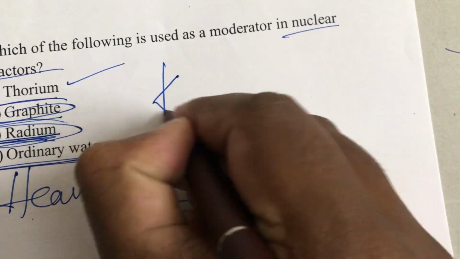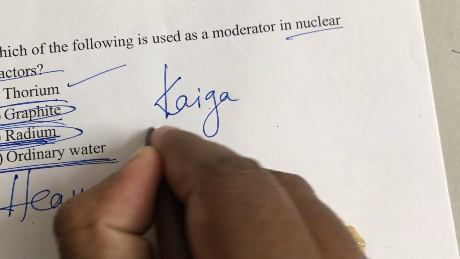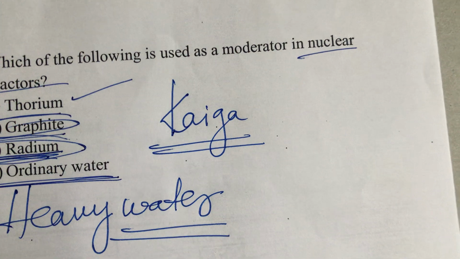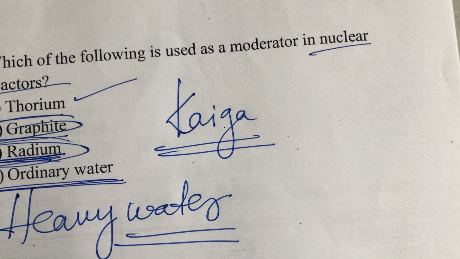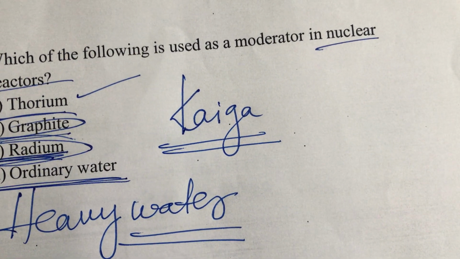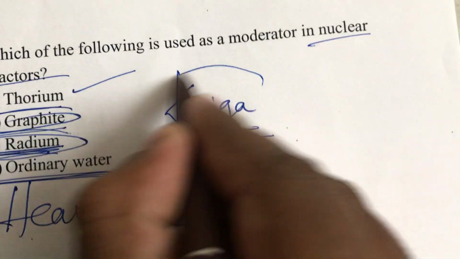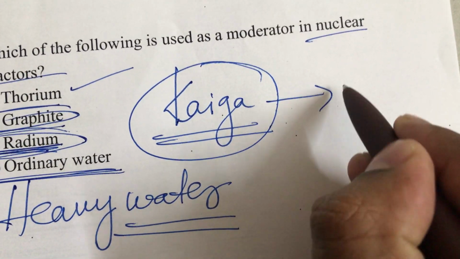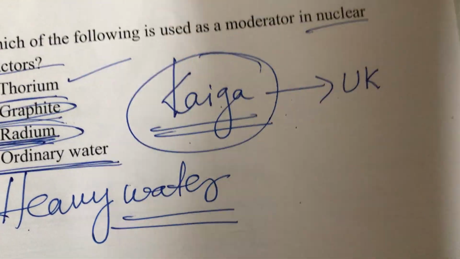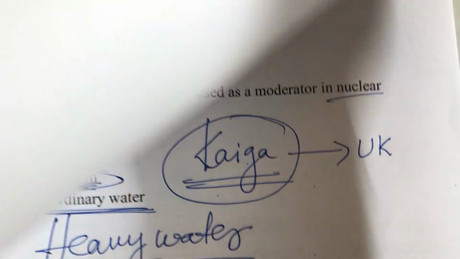And one more important point we have to remember: Kaiga in Karnataka is the place where we have nuclear reactors. In Karnataka, we have only one nuclear reactor, that is located in Kaiga, in Uttara Karnataka. Okay, all right.